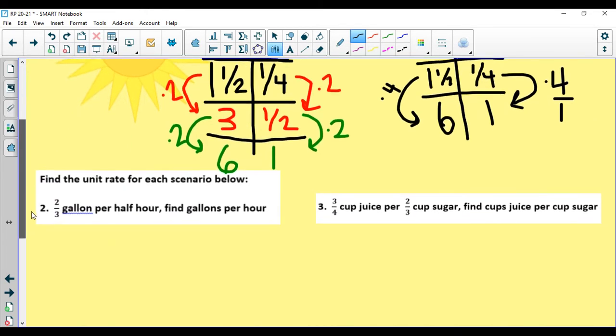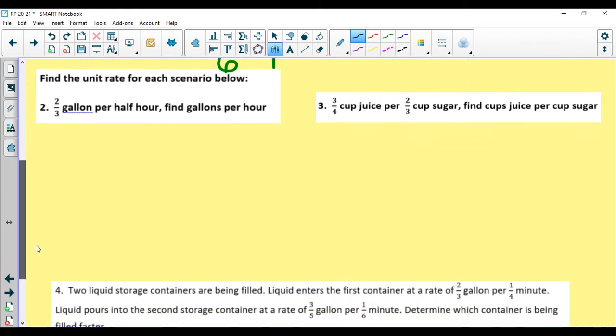As we do these last 3 problems, I will read the problem and then I want you to pause the video and just try to solve it yourself. And then hit play again and you can check your work. This is a good time for you to practice on your scratch paper and just ensure that you're on the right track. Problem number 2.